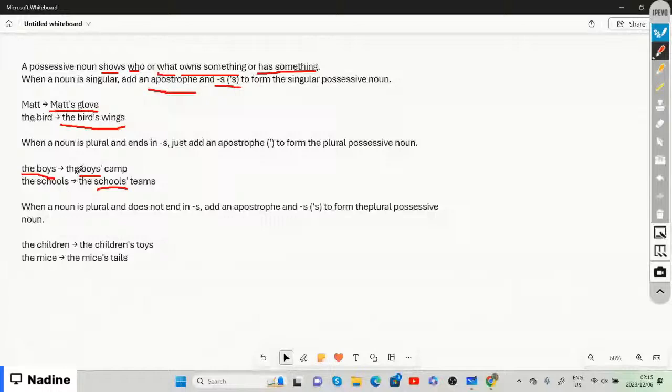So here we showed the plural form of words that end in s, right? And we see that we only add an apostrophe to that specific word to show the possession. But now it says when a noun is plural and it does not end in s. So now if a word is plural and it doesn't end in s, then we add the apostrophe and the s. Once we add the apostrophe and the s, we form the plural possessive noun.